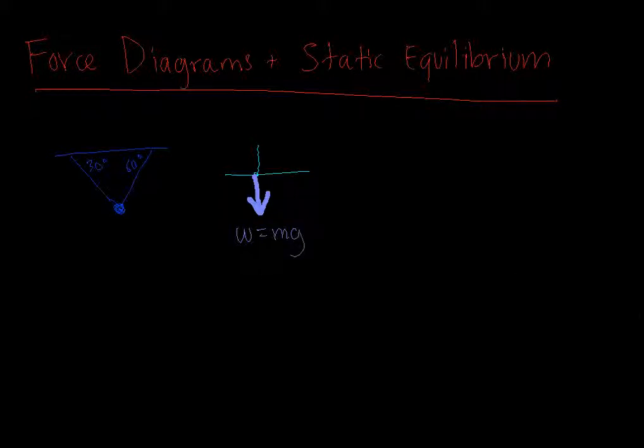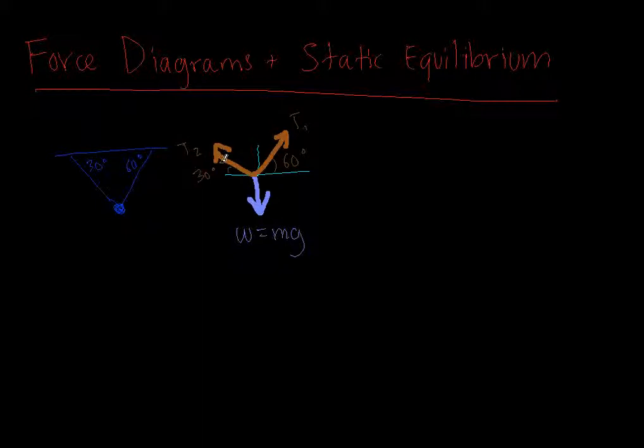Now, there are two other forces acting upon the ball, and we know about normal force, but there's no normal force here. There are two types of tension. So here's tension 1, and here's tension 2. And here we have an angle of 60 degrees, and here we have tension 2, an angle of 30 degrees.